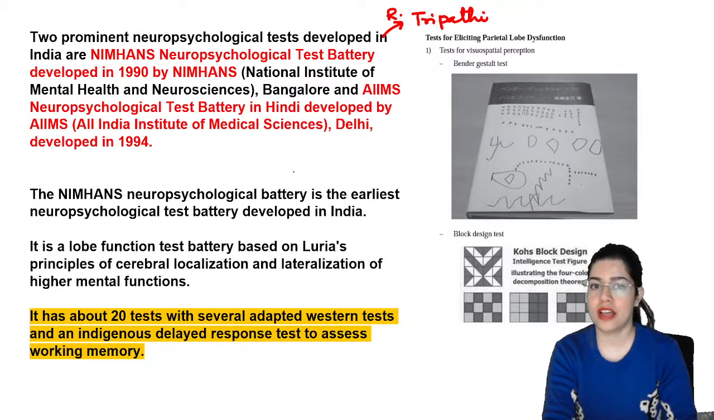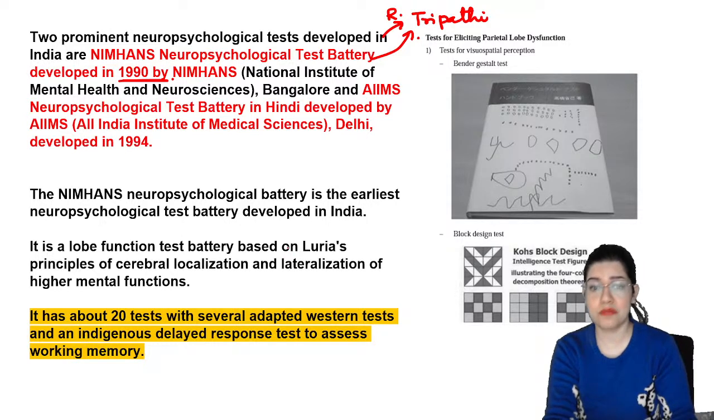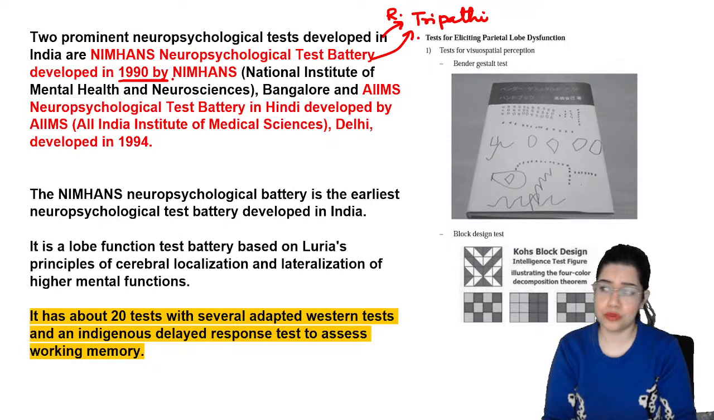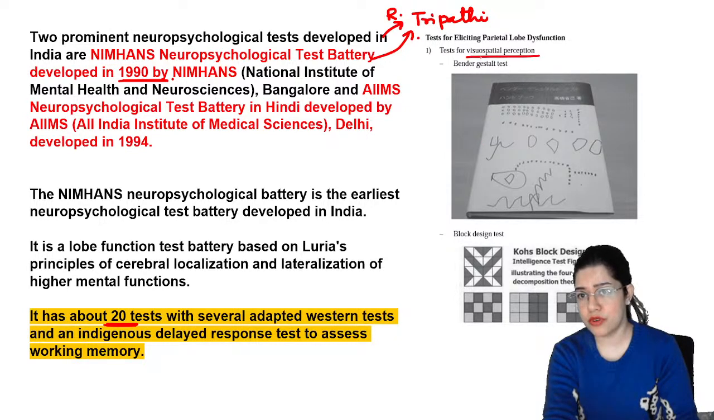R. Tripathi and others basically created the Nimhans test in 1990. This was the first Indian test to be developed. It actually has a multiple range of tests which are included in this, around 20. Okay? And you see, particularly for visuospatial perception, what are we using?